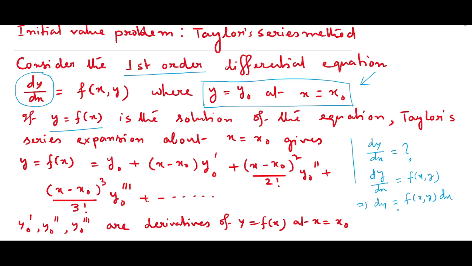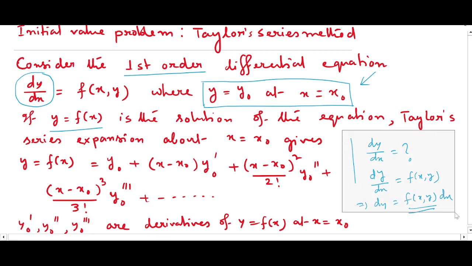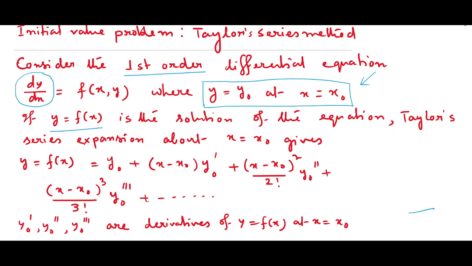And also there are some functions. Suppose I'm talking about this function f of x comma y. There are some functions which cannot be easily integrated, or will not come under exact differential equation. Then what to do? Then you can solve it easily by Taylor series method. Now let's proceed. So y equals to f of x is the solution of the equation.